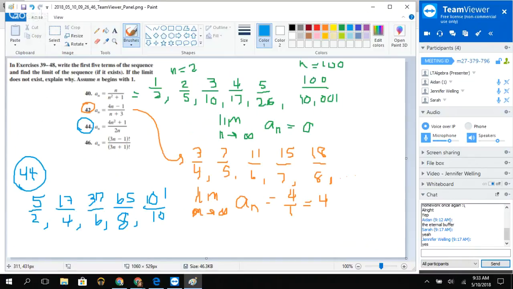So you can see what's happening with number 44. It looks similar to 42, but 42 isn't growing by leaps and bounds. In 44, the numbers in the numerator are growing way faster than the numbers in the denominator. So as n goes to infinity, the limit's not going to exist because the sequence is just going to keep growing and growing. So we would say this does not exist.